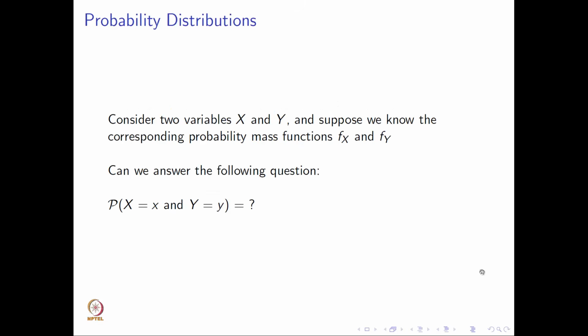In the final part of this tutorial on probability theory, we will talk about probability distributions and list out some of the more common distributions that you are going to encounter in the course.